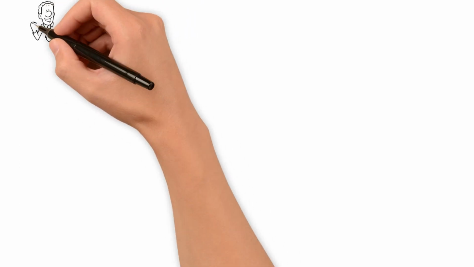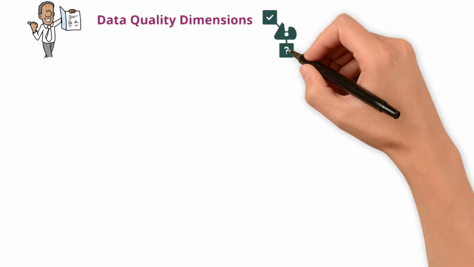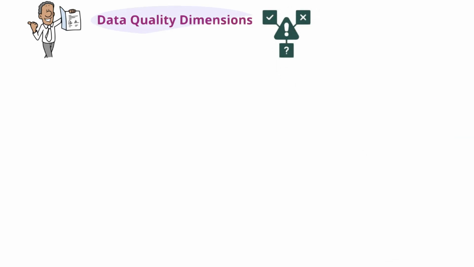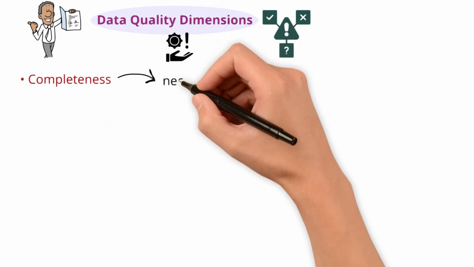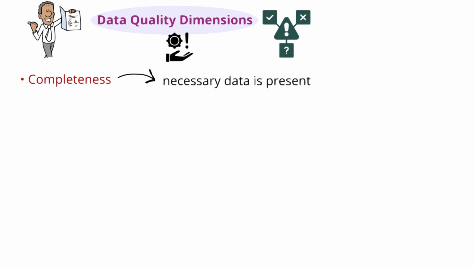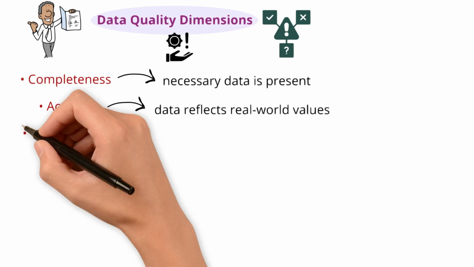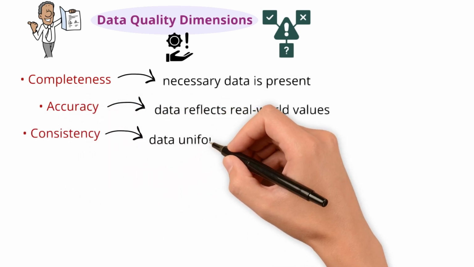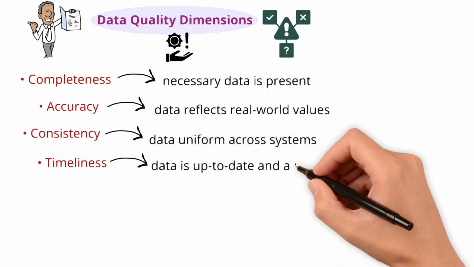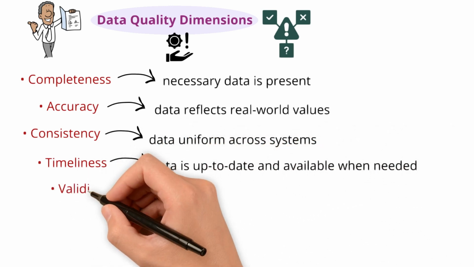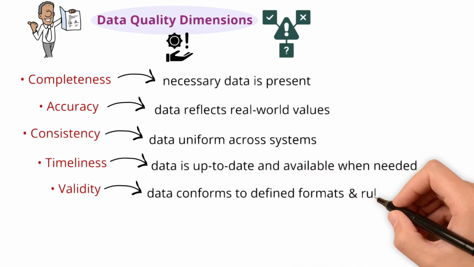Let's begin with a quick recap on data quality dimensions. They are the different factors that help measure data quality. The key dimensions are completeness, to ensure all necessary data is present; accuracy, to make sure the data reflects real-world values; consistency, to keep data uniform across systems; timeliness, to guarantee data is up to date and available when needed; validity, to make sure data conforms to defined formats and rules.